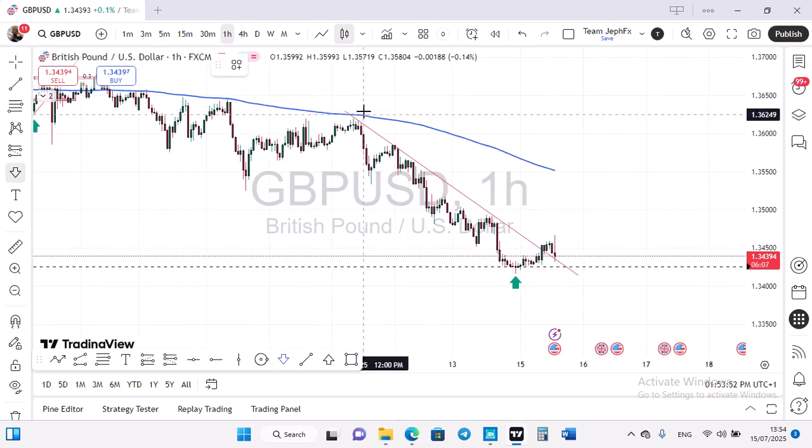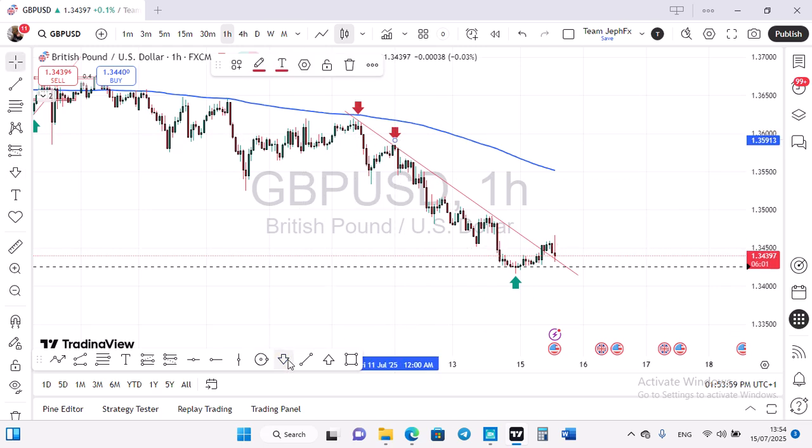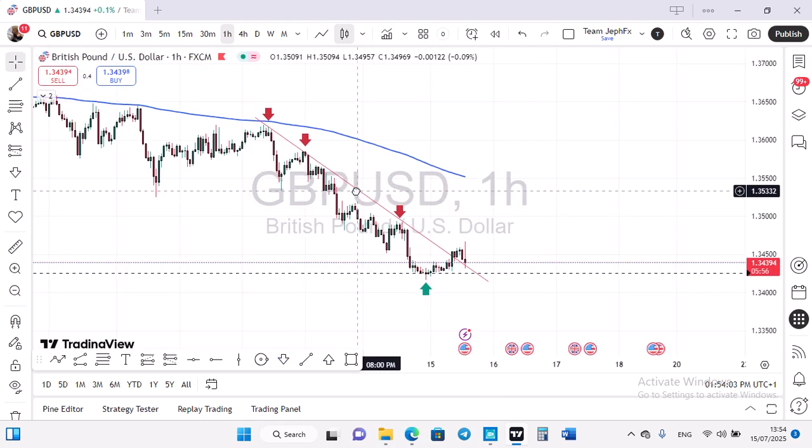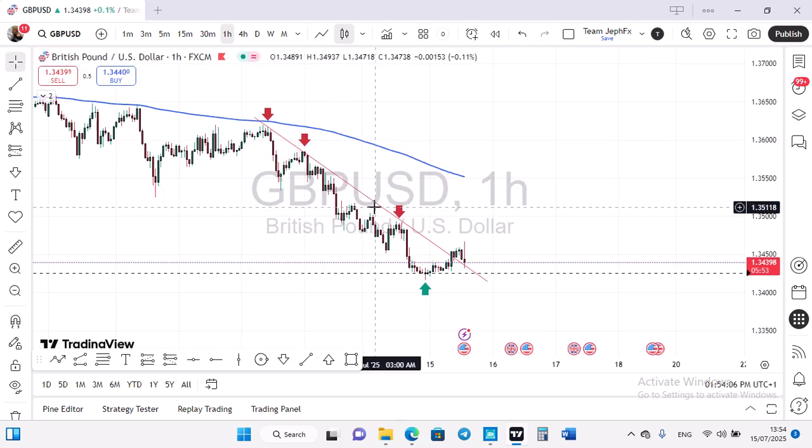I have a top here. I also have a top here. I touch the trend line here. I think I also have a slight touch here. So these are the 3 points that I used to draw my trend line to indicate that yes, it's going to go on a sell.